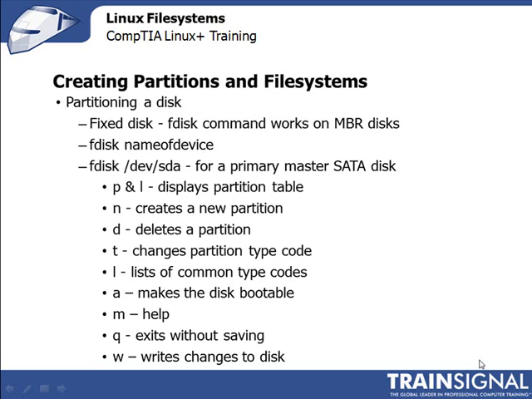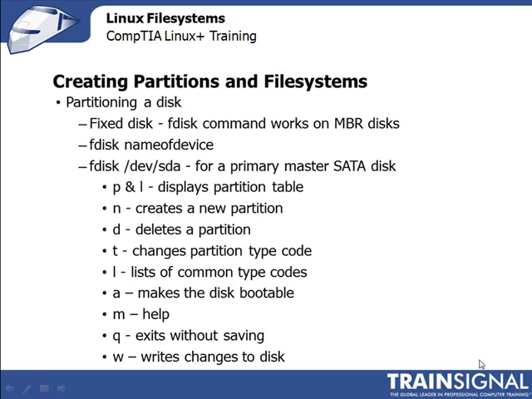Once you enter the utility, you can type P to display the current partition table. And at the fdisk prompt, you can use these commands. N creates a new partition. D deletes a partition. T will change the partition type code. L will list the most common type codes. A makes the disk bootable. And M is for help. To exit the program, you type Q, which will exit without saving, or W, which will write the changes to disk and then exit.